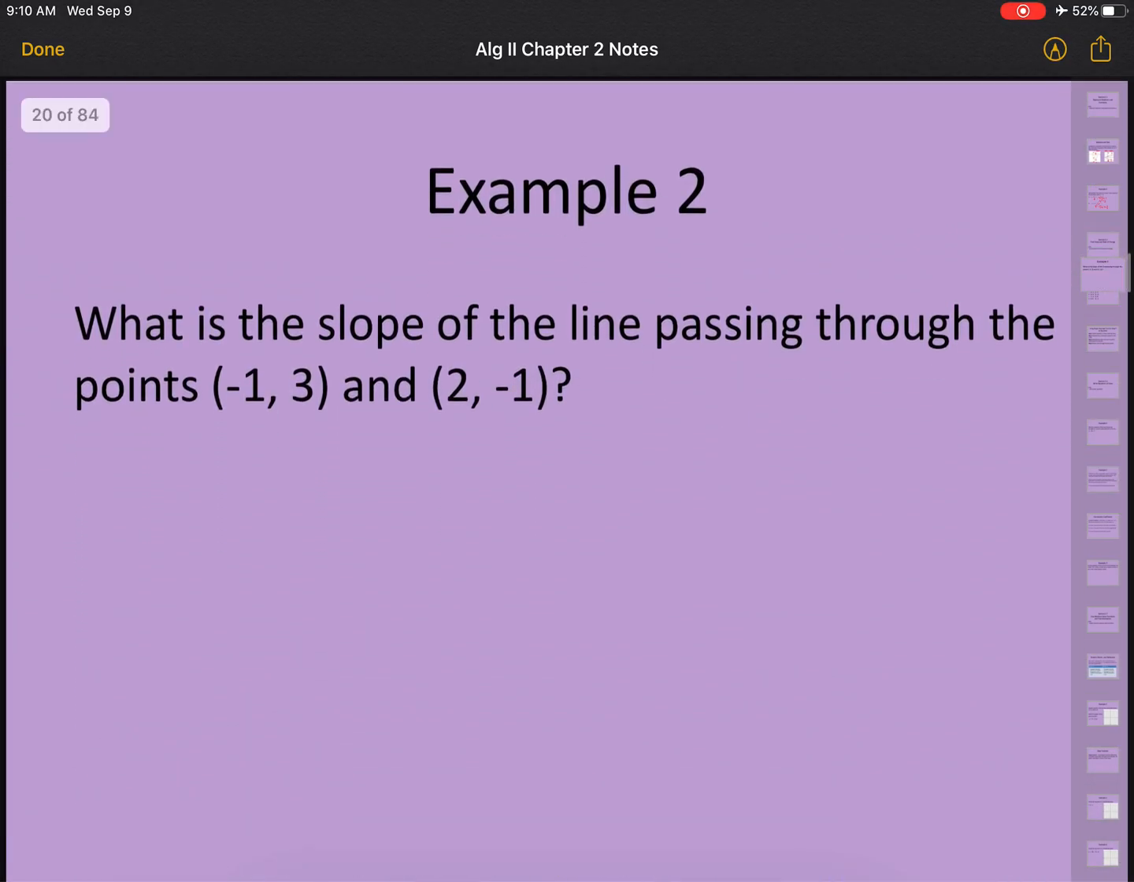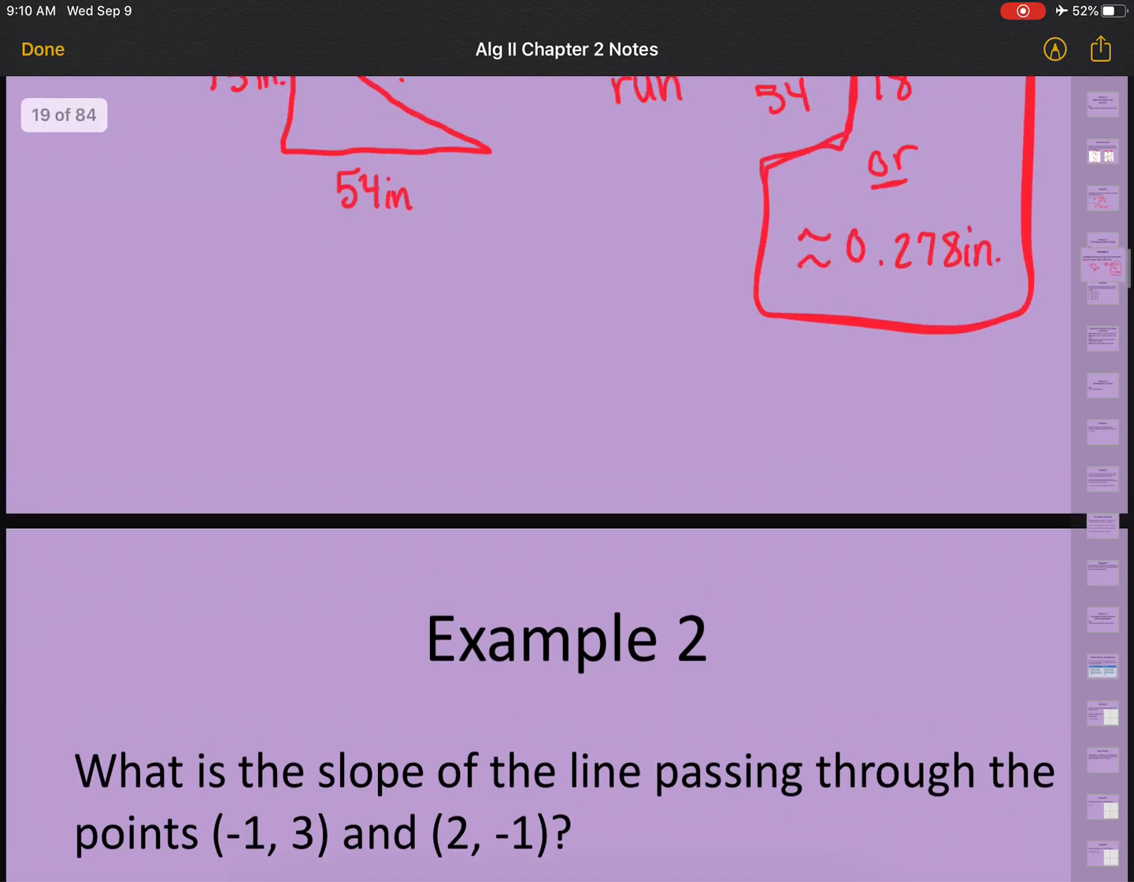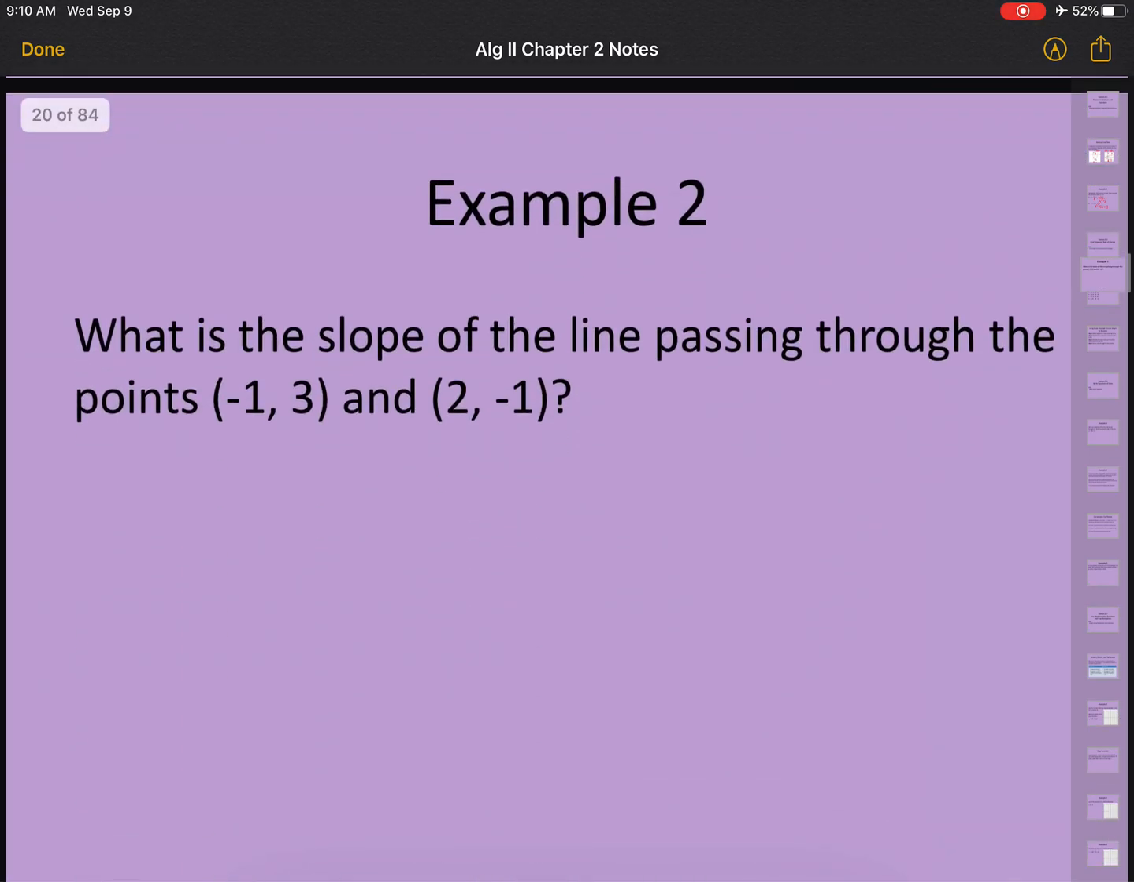Okay, so then in example 2, we have to find the slope of a line passing through these points. Okay, so, well, I have 2 points going on, so I need that trusty formula. So y2 minus y1 over x2 minus x1. So what I'm going to do is label my ordered pairs. And I would recommend you guys do it too every single time, so it helps you set it up right.